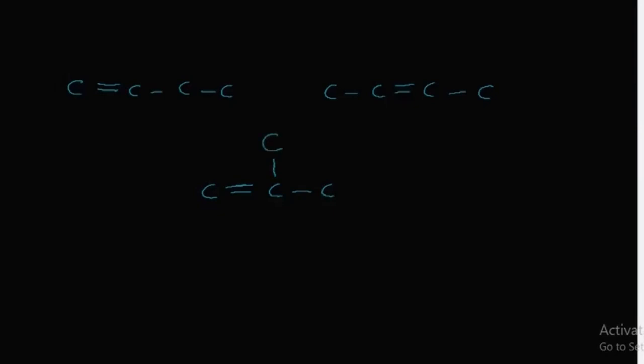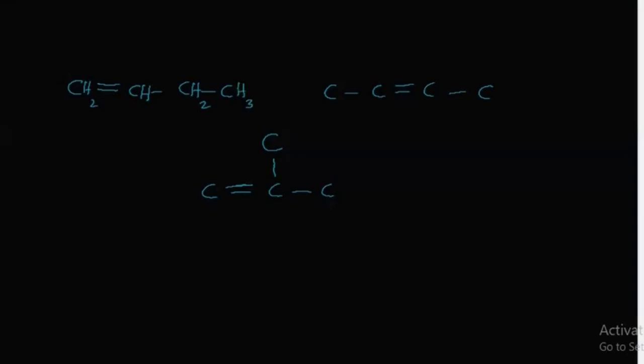Now, let me complete the structure of alkene by putting hydrogen. You know, this carbon is bonded with two carbons, so just add two more hydrogen. This carbon is with three, so just add one hydrogen atom. Two bonds with this carbon, just add two hydrogen atoms. One bond with this, add three hydrogen. So this is the complete structure of the first isomer of butene.